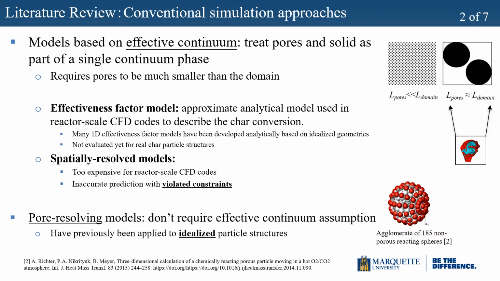Some studies have attempted to model individual char particles with idealized structures, but none of these structures can represent the realistic char particle. The effectiveness factor is a key particle scale factor used in reactor scale CFD code to describe the carbon conversion. Many idealized 1D effectiveness factor models have been developed, but no research has evaluated their performance compared with the effectiveness factor from the real char particle.